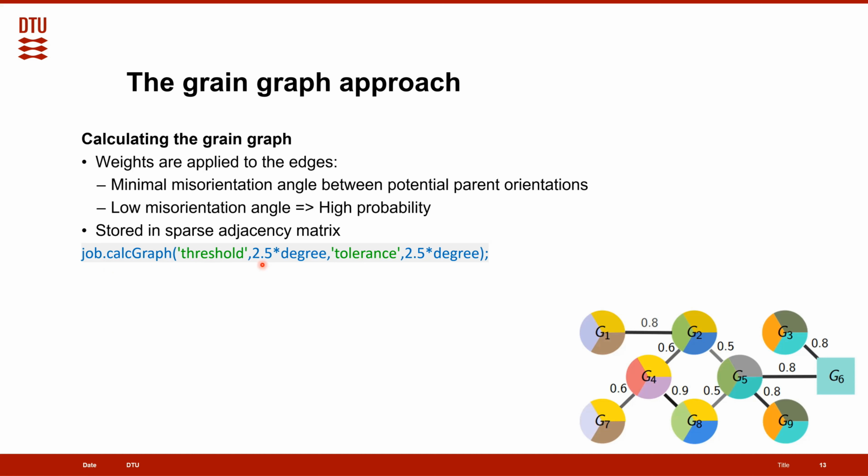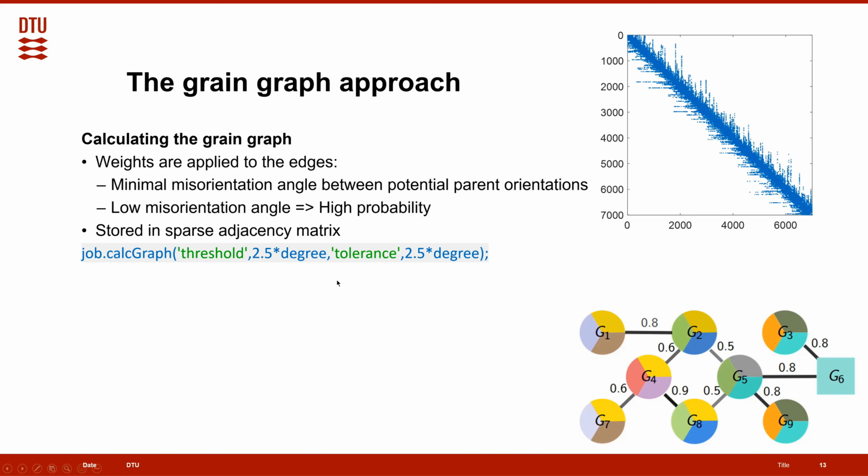And here those values, threshold and tolerance, they basically indicate how we want to translate this orientation angle to a probability. So depending on how our data set looks, we may want to use different values for this distribution here. So when we do this, we actually get this sparse adjacency matrix, and this looks a little bit like this.